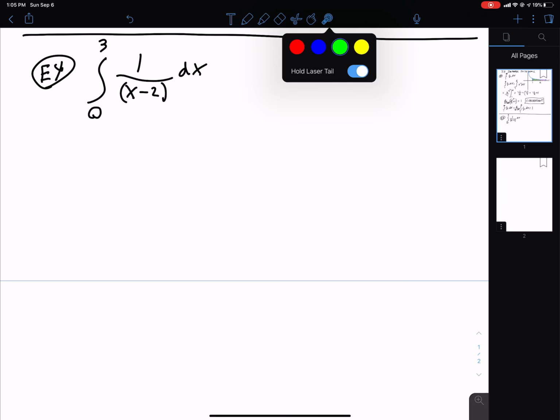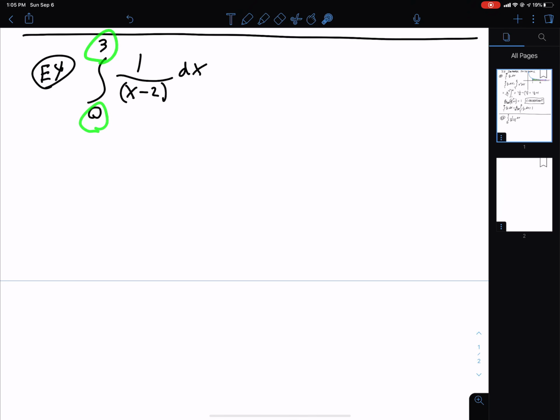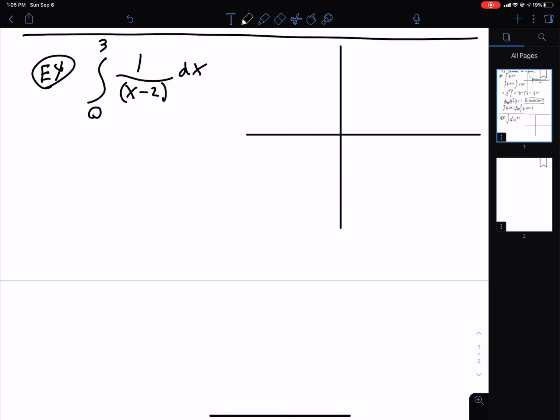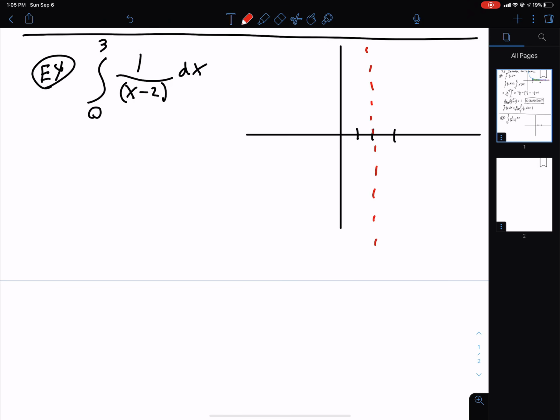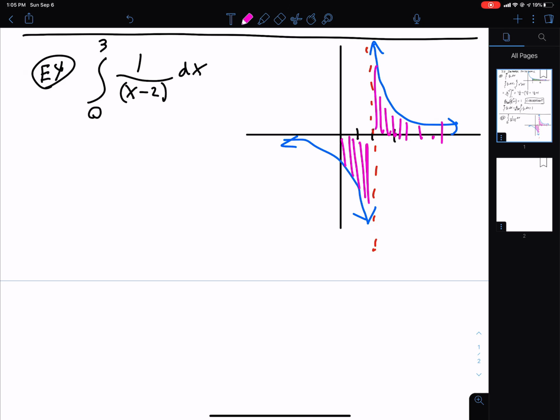The next one is this example, and that's when you have a vertical asymptote within your limits of integration. So between 0 and 3, there's a vertical asymptote at 2. So if we were to graph that, when x is 2, there's going to be a vertical asymptote. This graph will look like this if we were to graph it. This is a rough sketch. So the concept of the integral, we would be finding the net area of that, and then the net area of that, and take the top, subtract the bottom.